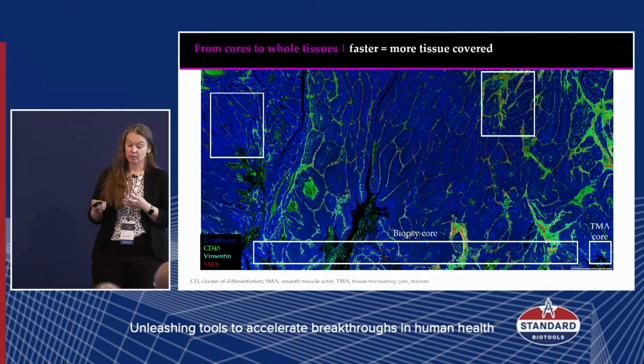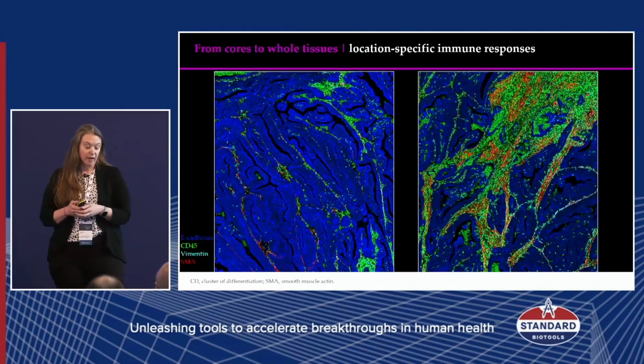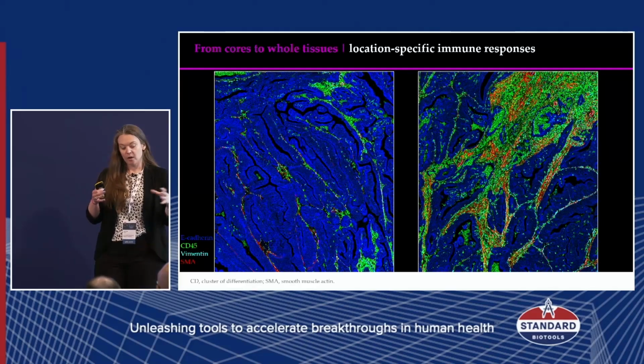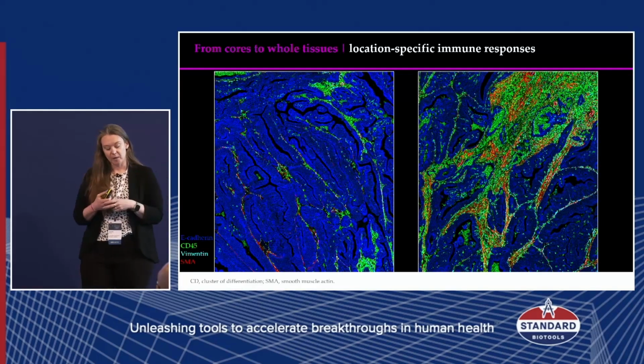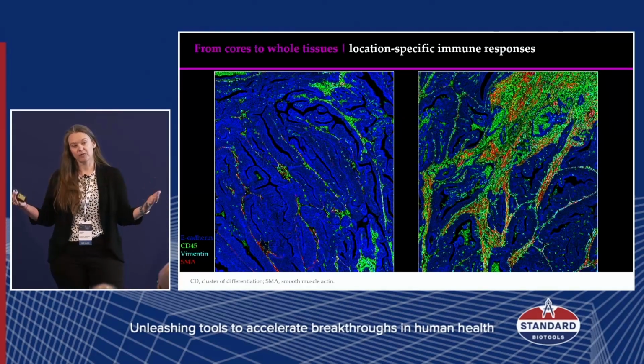If we zoom in on these two regions, you can really see that in some areas you have very small amounts of infiltration, and in others basically the whole ROI is dominated by the infiltrating immune cells. So going bigger gets us the information we really need in order to understand the complexity of whatever it is that we're looking at.